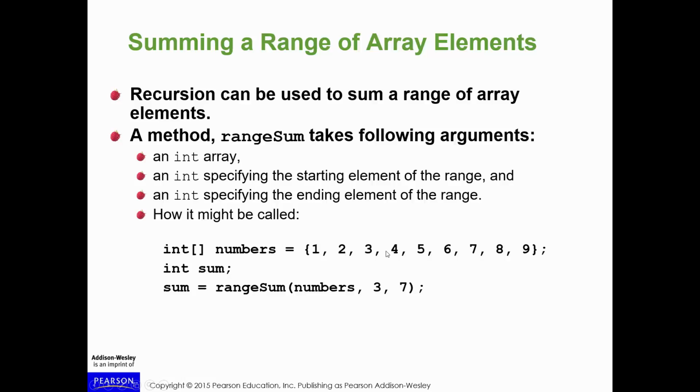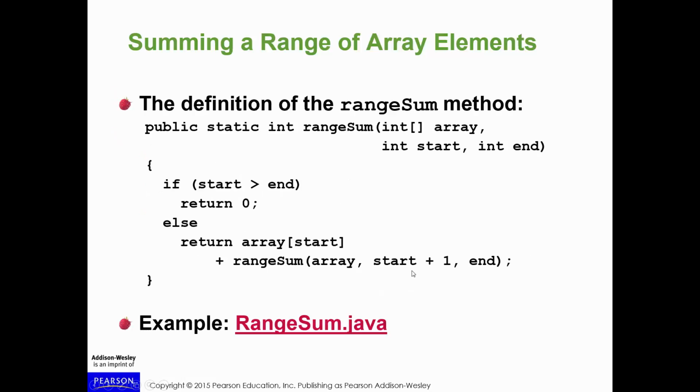So 0, 1, 2, 3, 4, 5, 6, 7. So this will add 4 plus 5 plus 6 plus 7. 3, 0, 1, 2, 3, 4, 5, 6, 7. So this will add 4 through 8.